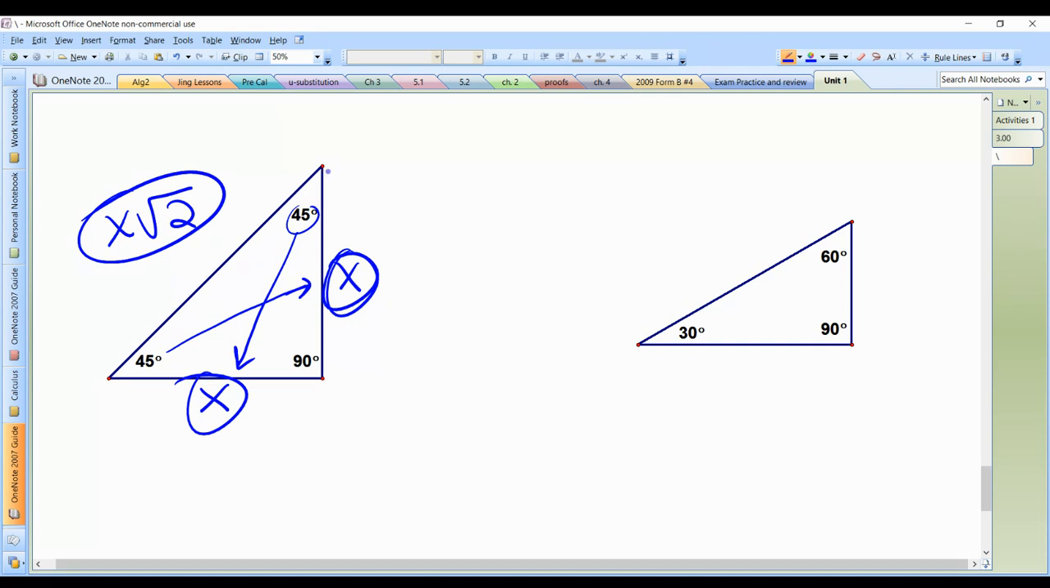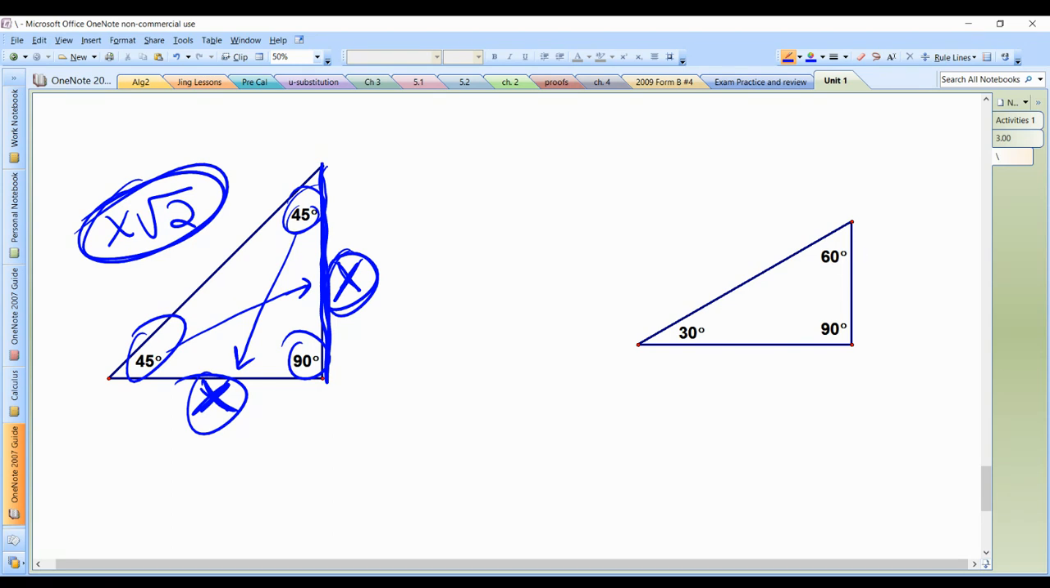Whatever the length of a leg is, a leg meaning a side that's not a hypotenuse, if it's a 45, 45, 90 triangle, then this length and this length must be identical, and the hypotenuse will be that length x times the square root of 2.